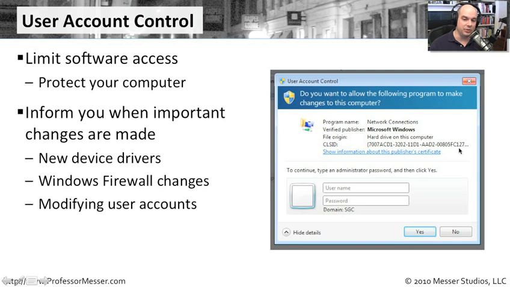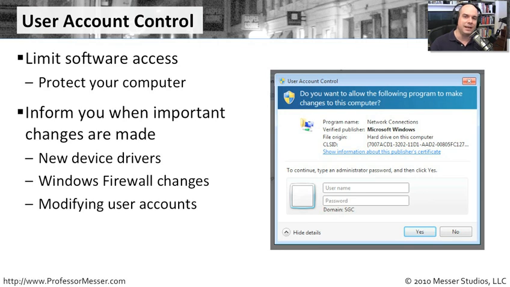It pops up a message on your screen that says, do you want to allow the following program to make changes to your computer? So if you go in to make changes to your network settings, it says, I'm making changes to the network configuration. If you are an administrator, you'll have to approve that. Or if you're not an administrator, then you'll have to put in some authentication that would allow this person to be able to do that on this computer.